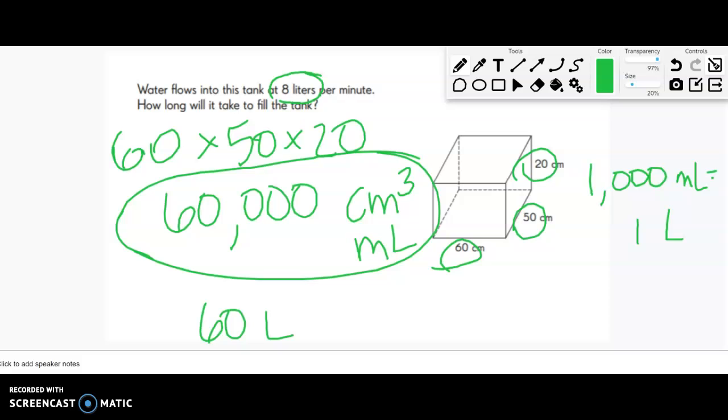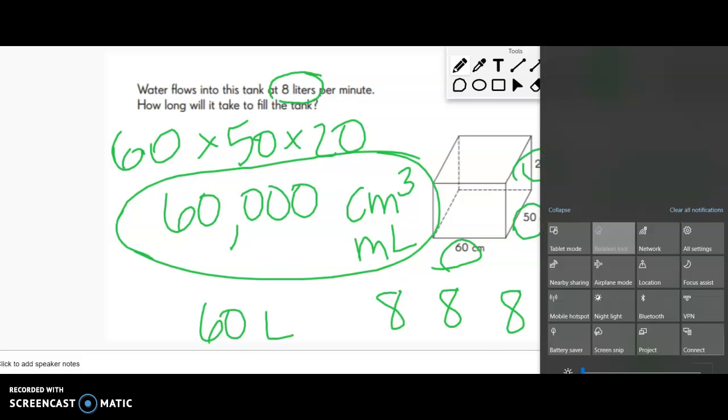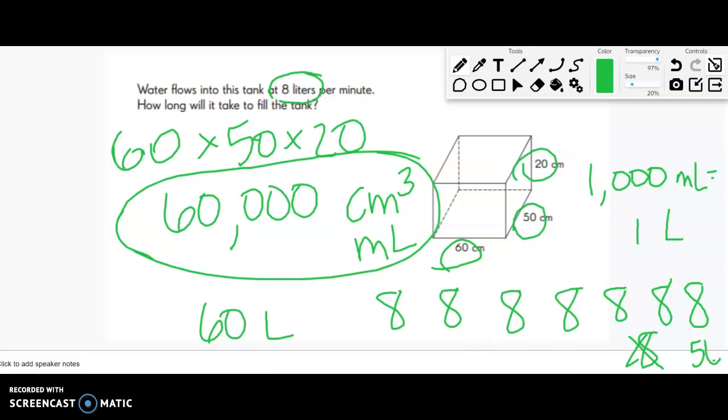So now I have to figure out if 8 flows in every minute, how many minutes will it take? Well, so far I have 5 and I'm up to 40 liters. 48, 56. That would be 64. So I'm at 7 so far and I only need 4 more because I'm at 56. Oops, sorry. 56. I only need 4 and 4 is half of 8, so I need another half of a minute. So it'd be 7.5 minutes.